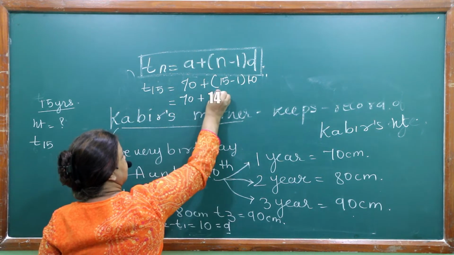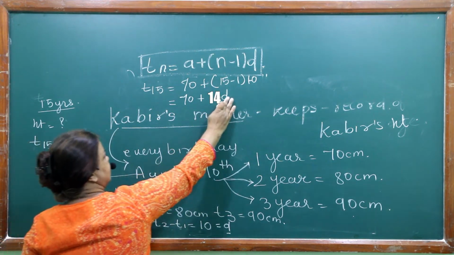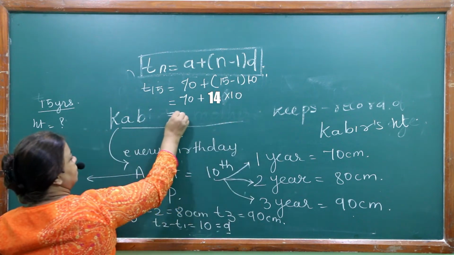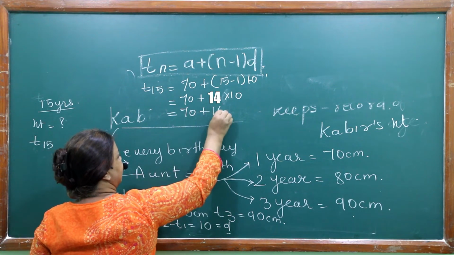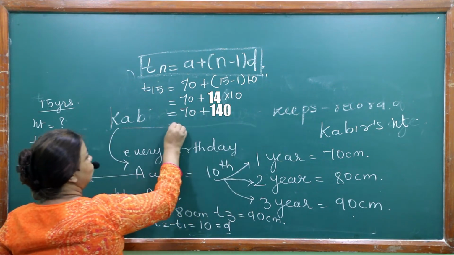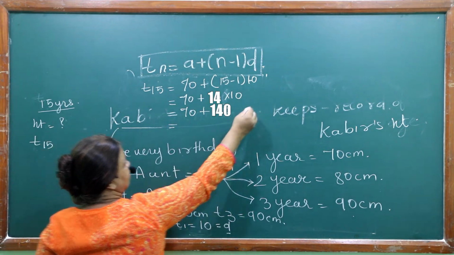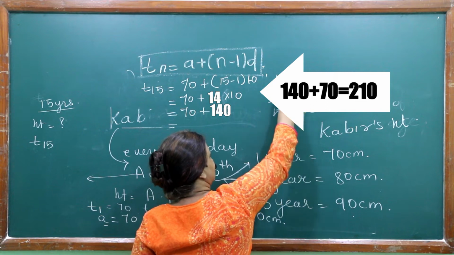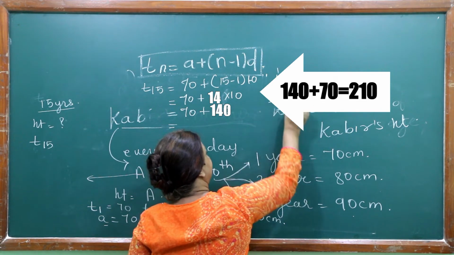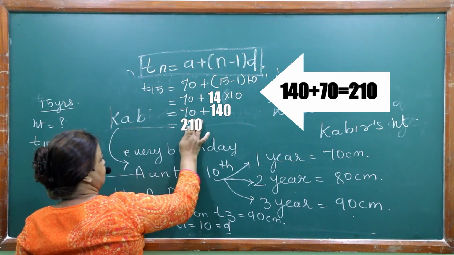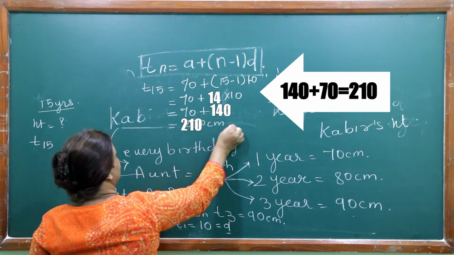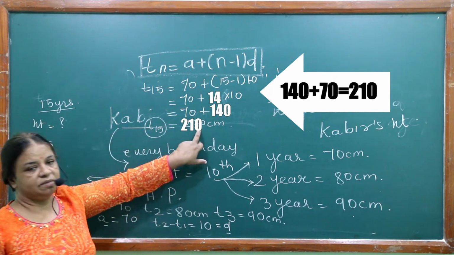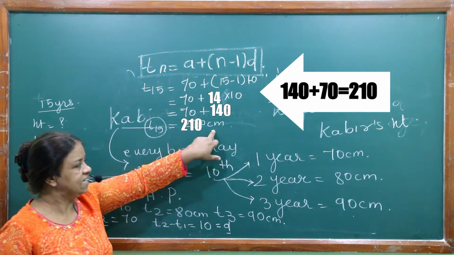So 70 plus 16D, that is 16 into 10. 70 plus 160, that would be, if I add 160, children, addition, there is always a problem with your 0, 6, 6, 12, 13 and 230 centimeter. So when the child will be 15 years old, that time his height will be 230 centimeter.